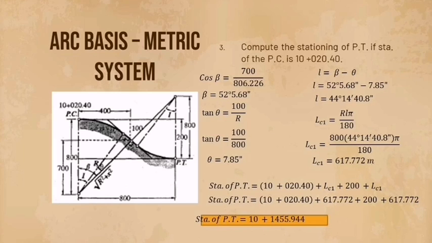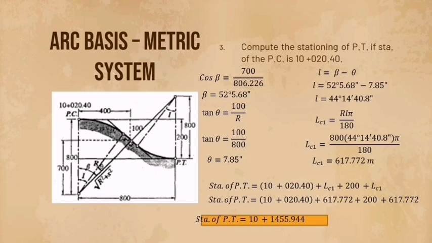So now we'll get the value of the length of curve. The formula is length of curve 1 equals radius times angle of intersection, or I, times pi over 180. Again, substitute the given values. After substituting and computing, you will get the answer of 617.772 meters.